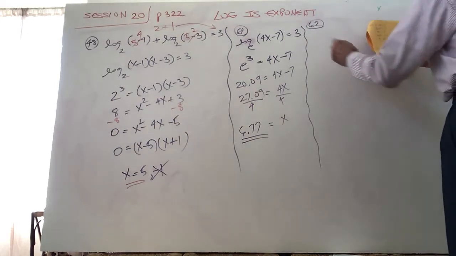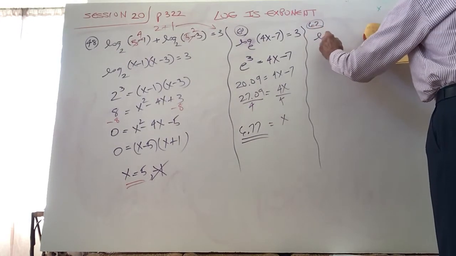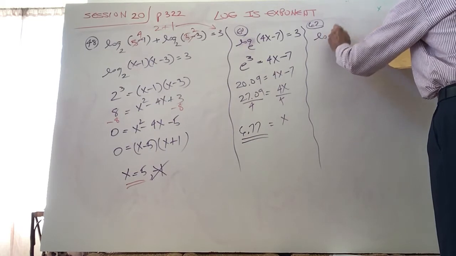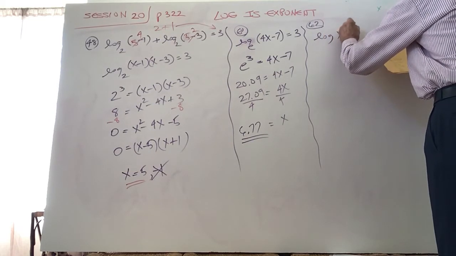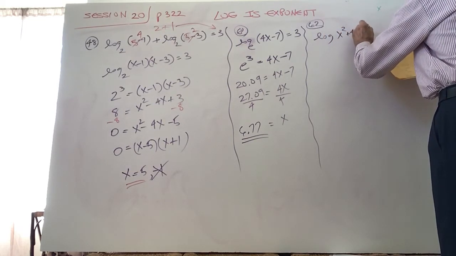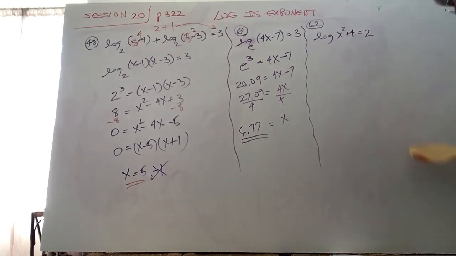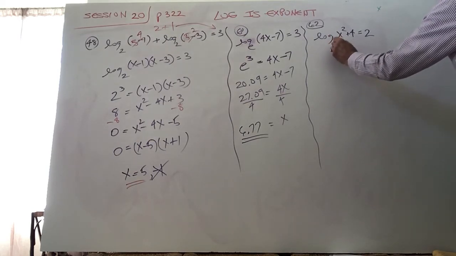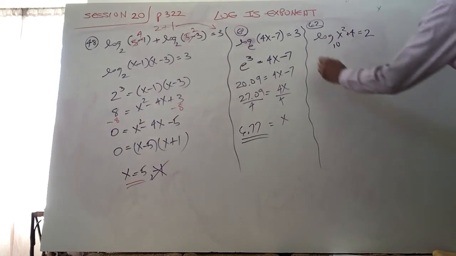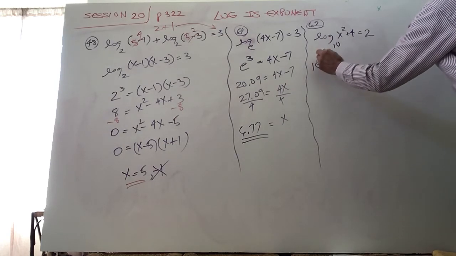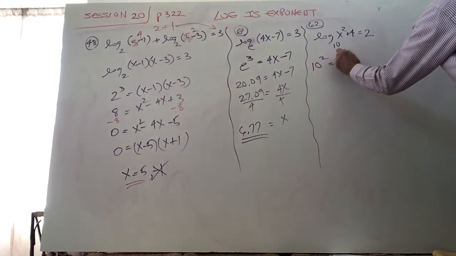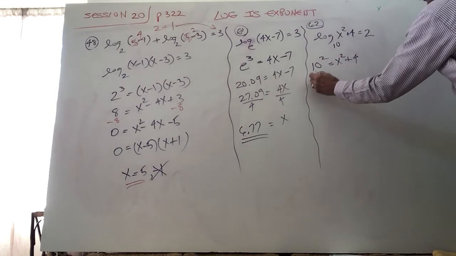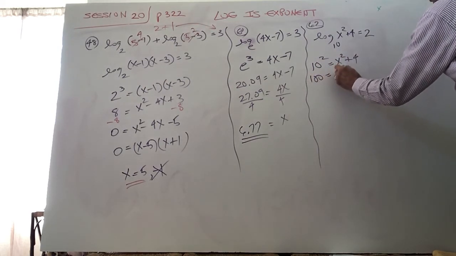Looking at 62, it's the log of x squared plus 4 equals 2. I try to choose one with natural log and one with log. In this case, it's the log situation. You know that log is base 10. So to go back to this and say base 10 raised to the second power should equal x squared plus 4. This is 100, should equal x squared plus 4.